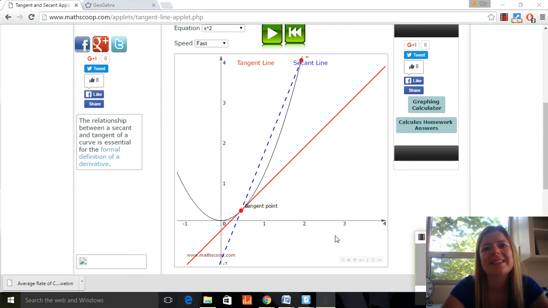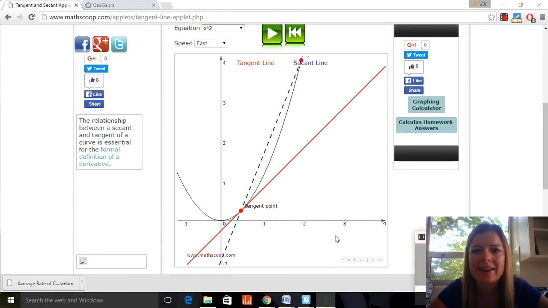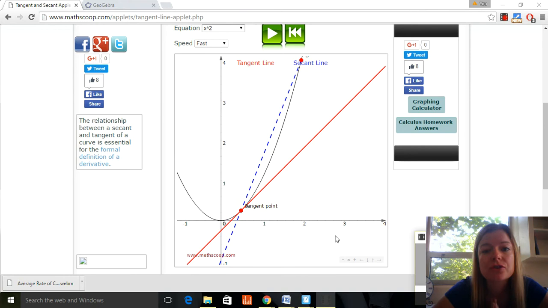Hi everybody, this is our note today on estimating instantaneous rate of change. So first I'd like you to think about what is the difference between average rate of change, which we learned about last lesson, and instantaneous rate of change. Okay, so let's think about speed.